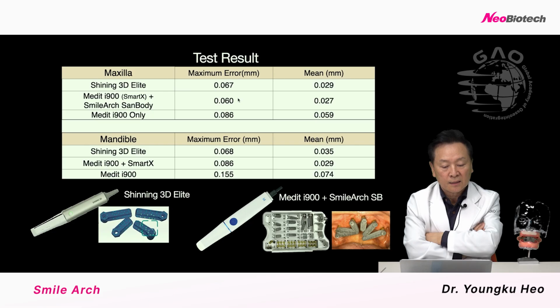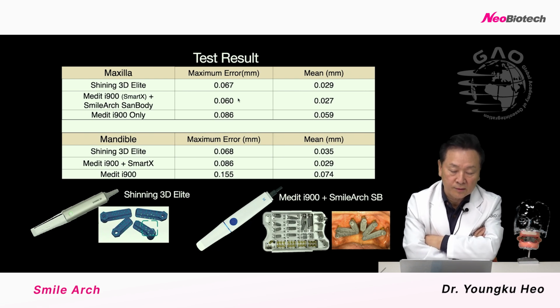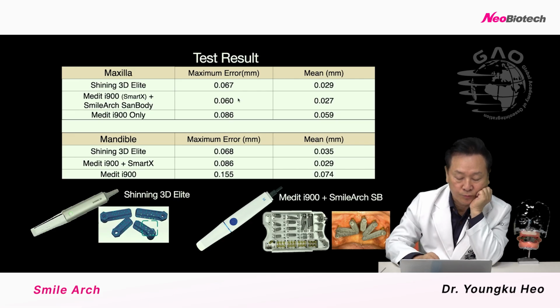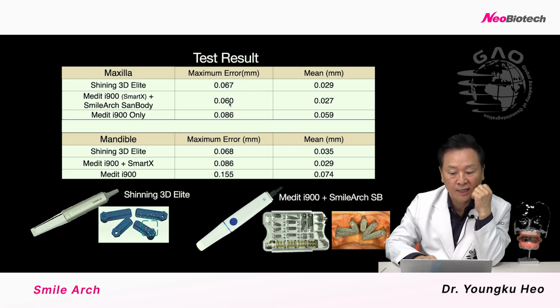Thanks to the Merit i900, they made a SmartX program, but we can use other scanners like Prime scanner, and also the 3Shape. So all of them are very accurate.